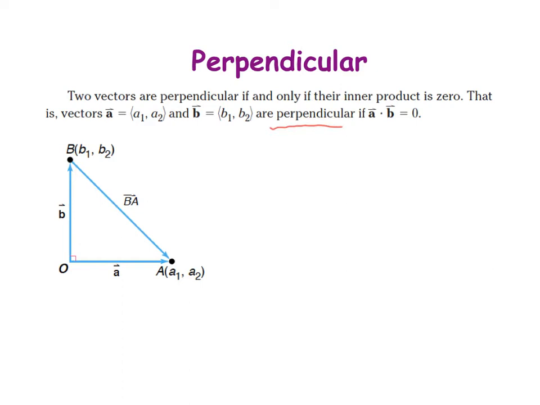Here we have vector A, and here we have vector B. They are given two vectors here. If these two vectors are perpendicular, we will know by finding the dot product. If your dot product is 0, that means these two vectors are perpendicular to each other.